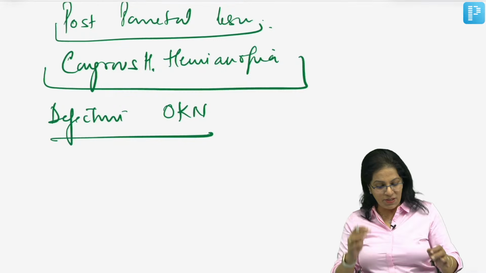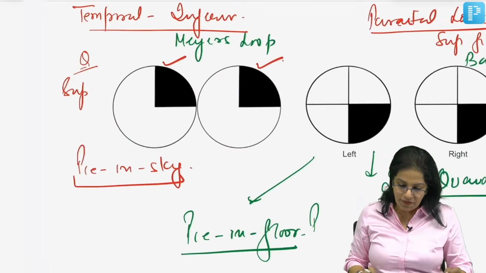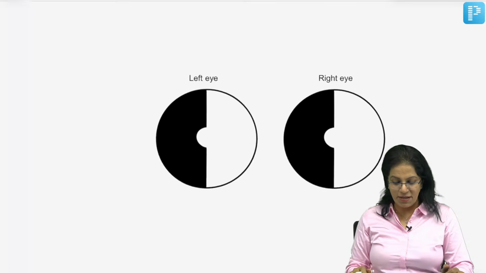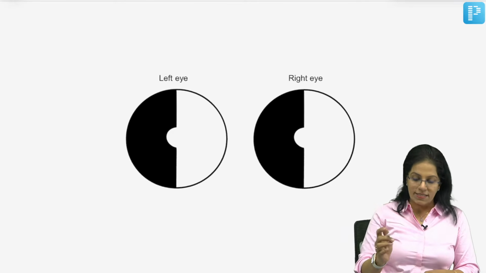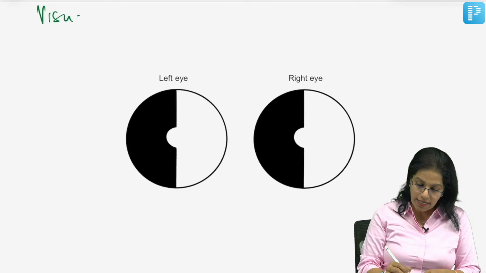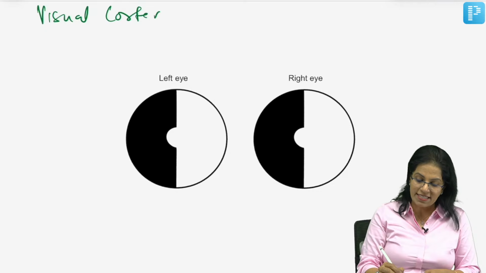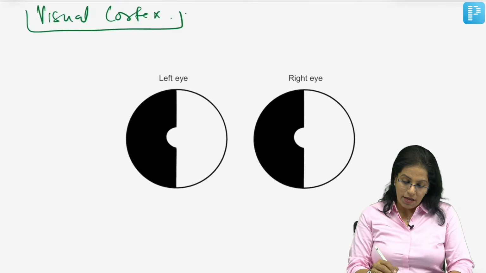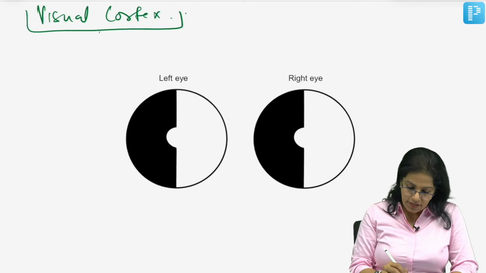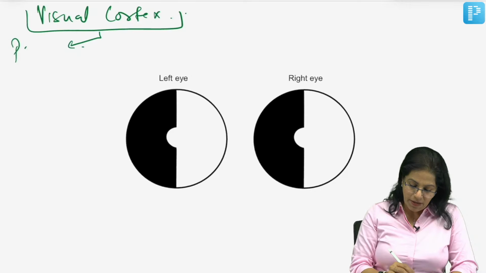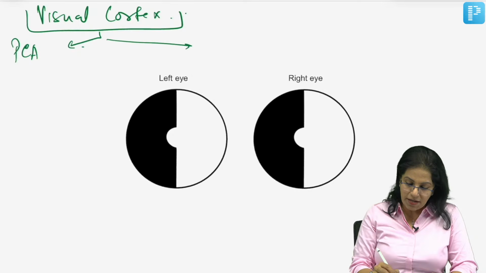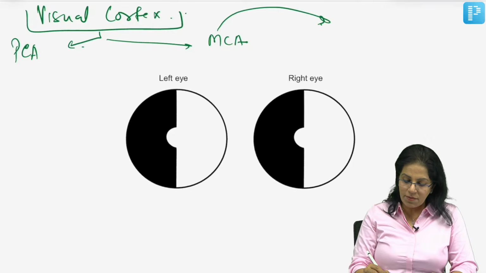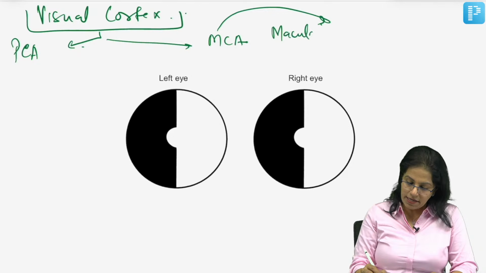Okay? So that was about these lesions. We will next talk about the visual cortex, which of course needs a mention here. Just remember, when you talk about the visual cortex, you get a homonymous hemianopia. Now, what we will learn further is that the visual cortex is supplied by two arteries, the posterior cerebral artery and the middle cerebral artery. M for M, the middle cerebral supplies the macular area.